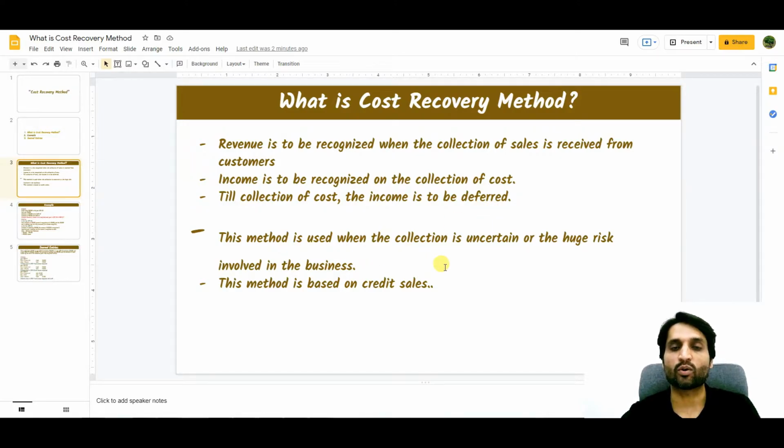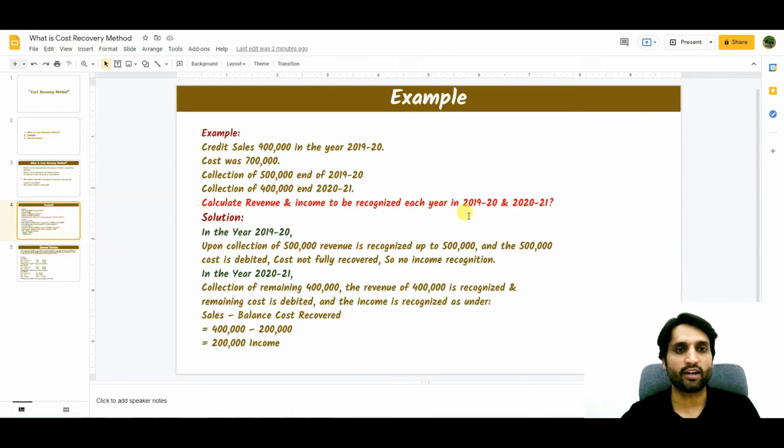This method is used when the collection is uncertain or there is a huge risk involved in the business. This method is based on credit sales only. So we have an example: credit sales made of 900,000 in year 2019 to 20. Cost was 700,000, so there should be a 200,000 profit. Collection of 500,000 we made in 2019 to 20 and collection of 400,000 at the end of 2020 or 2021. Now we need to calculate revenue and income to be recognized each year.